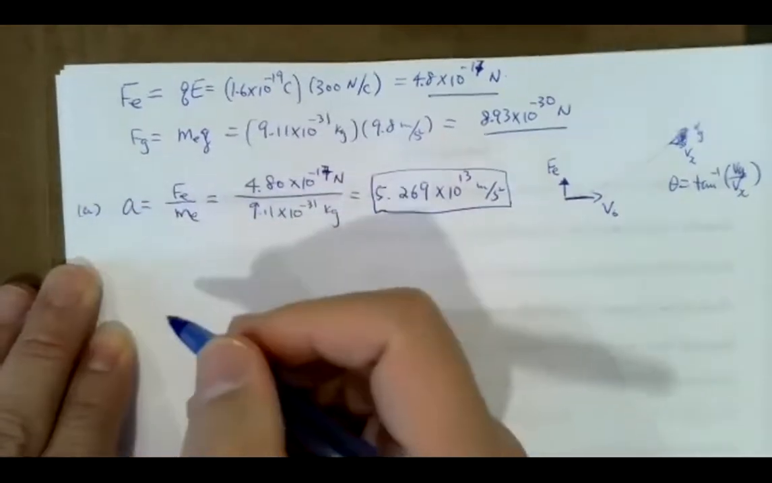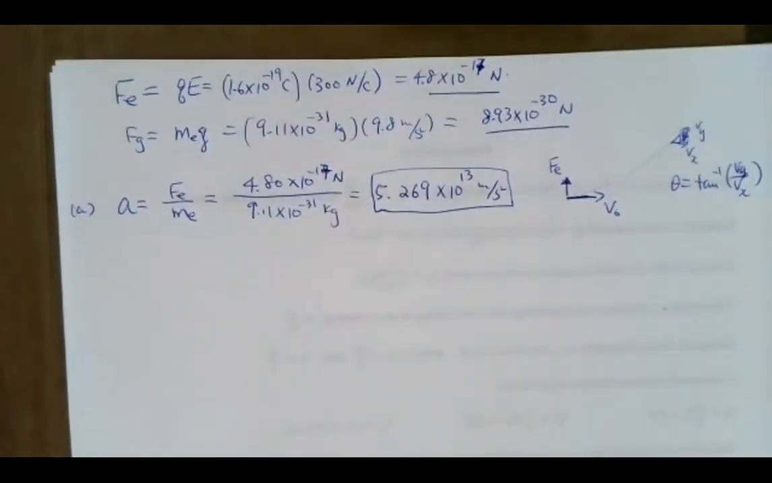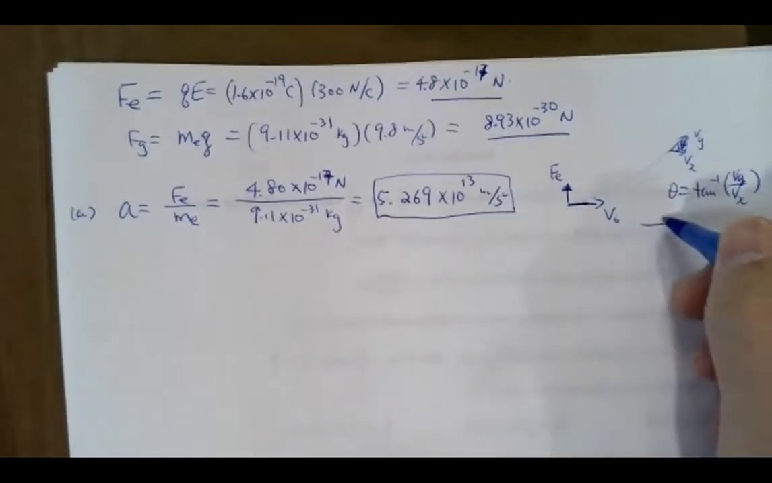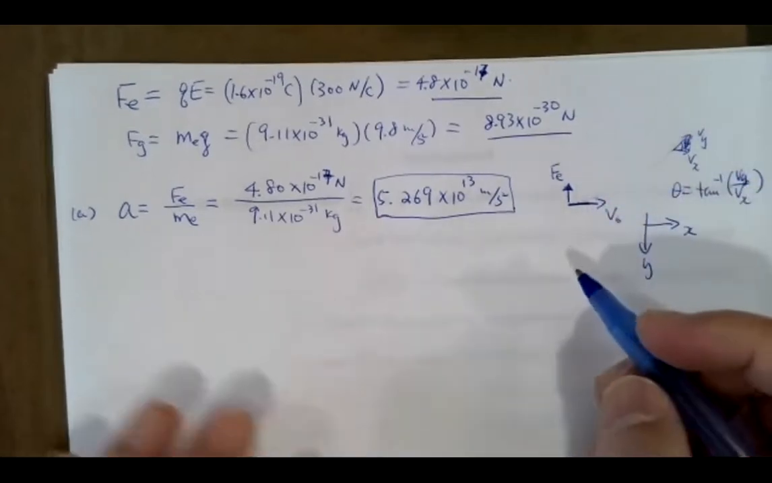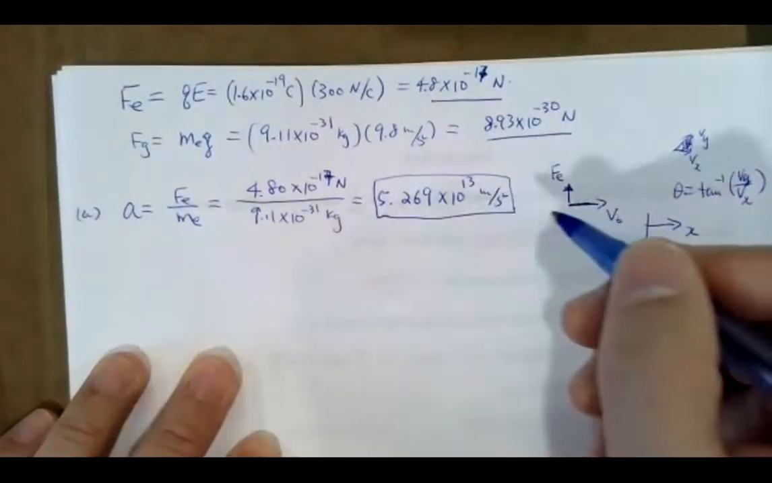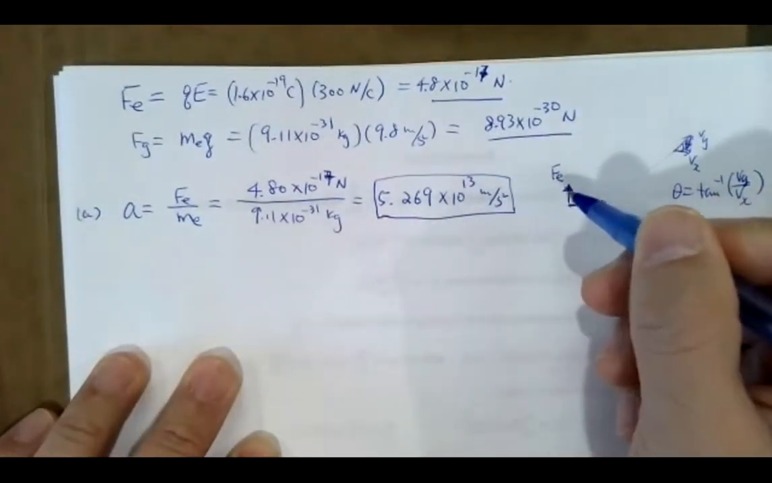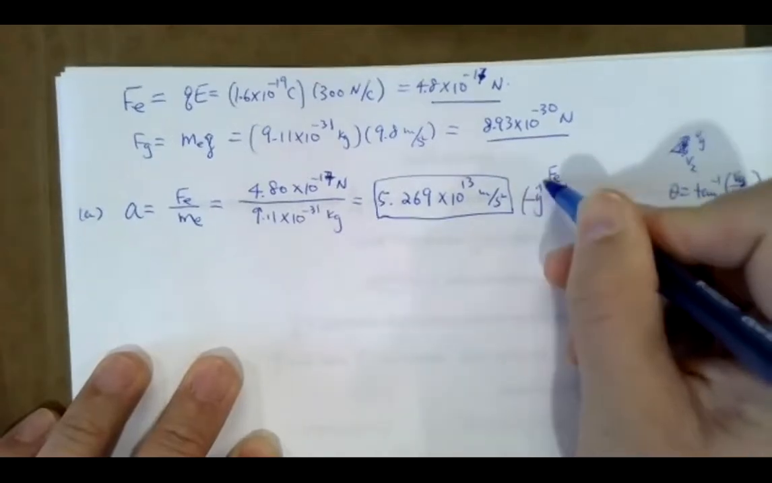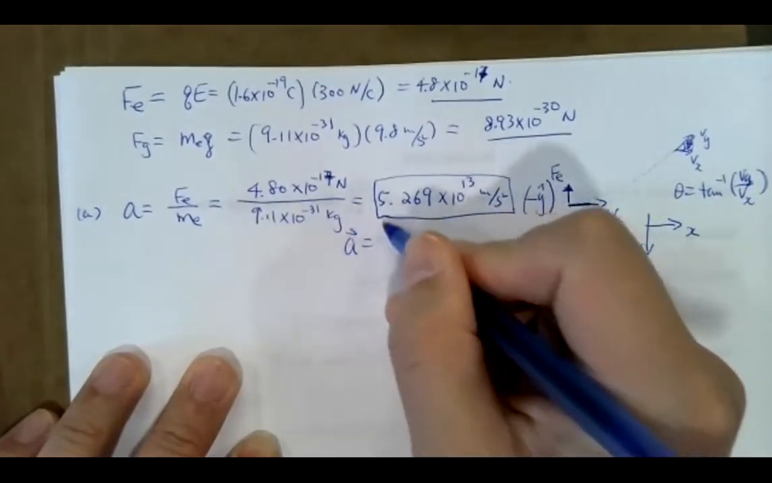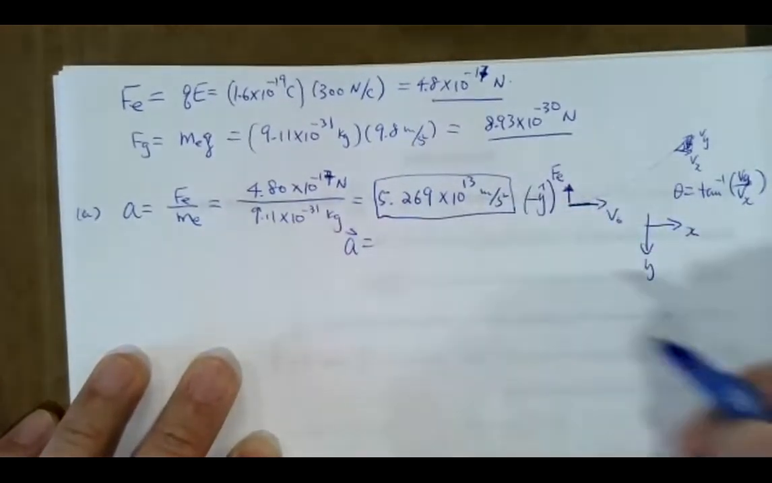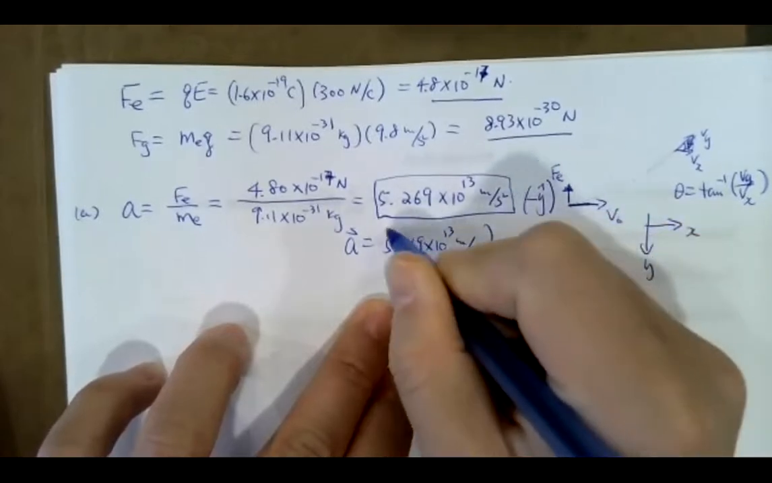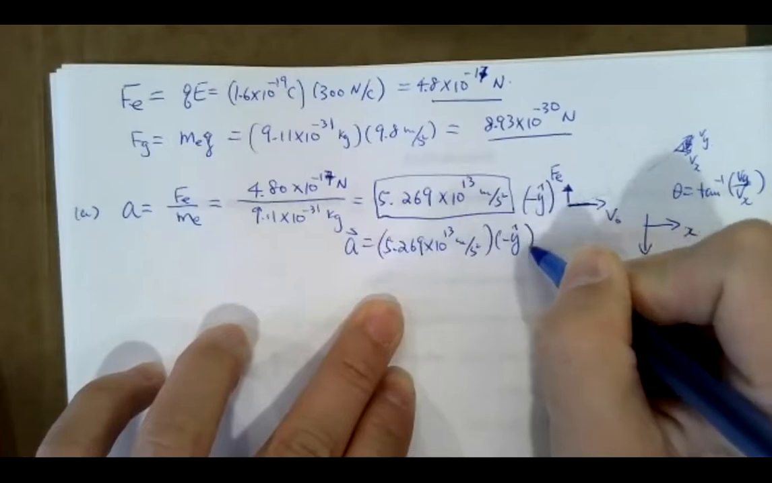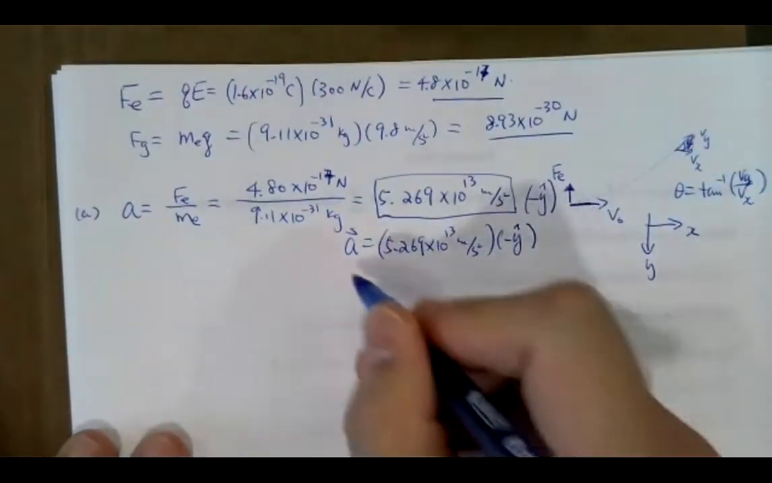So that's your acceleration. Remember, you want to also specify the direction, right? This should be in the negative y direction because x is horizontal and y is downward. So your force is upward, so you want to specify that this is in the negative y direction, okay? So a equals this number times negative y hat, that means the unit vector y, okay?